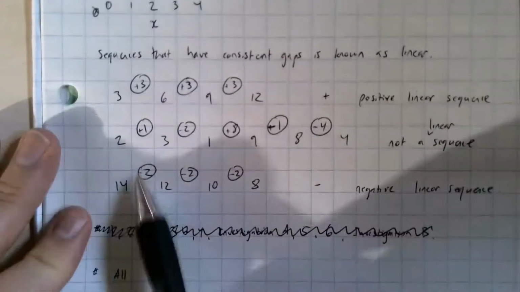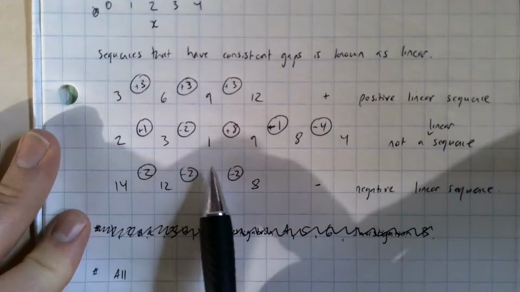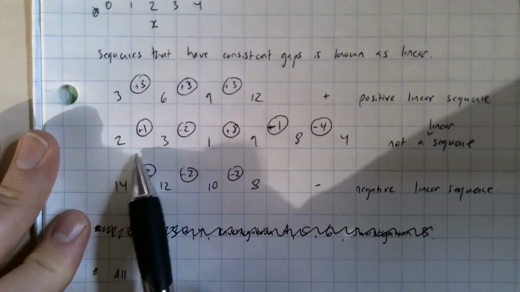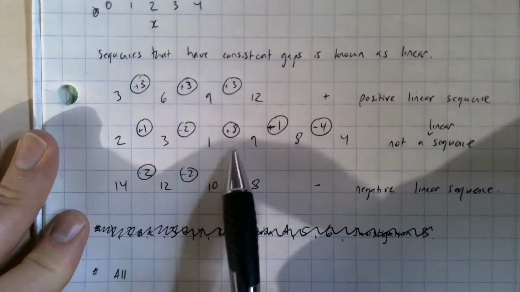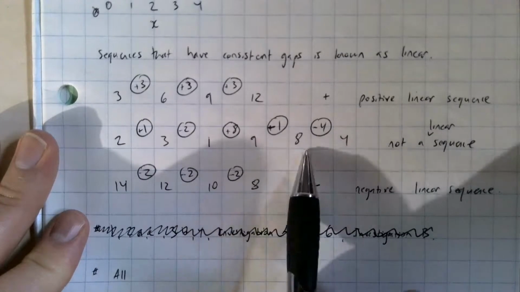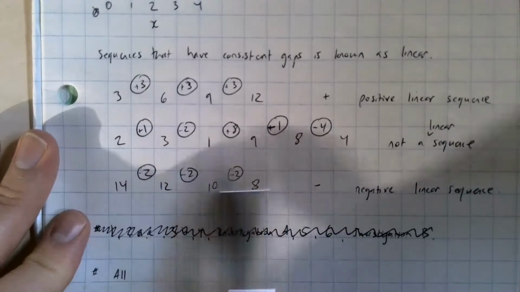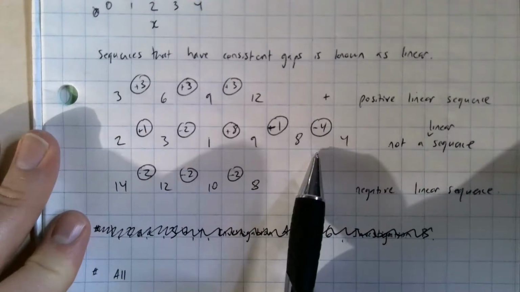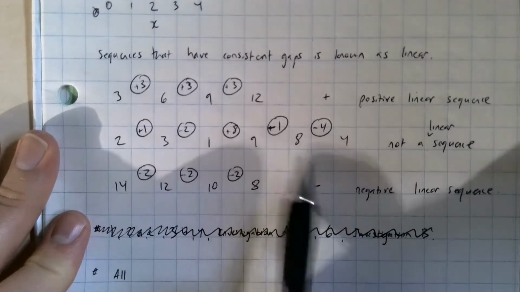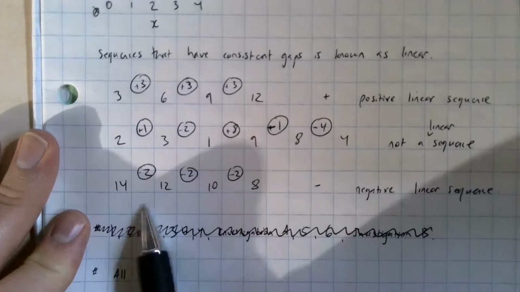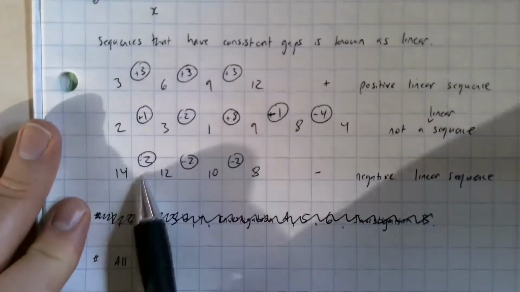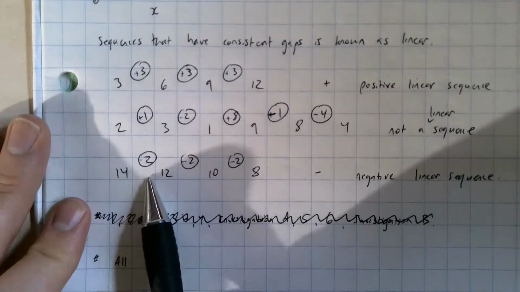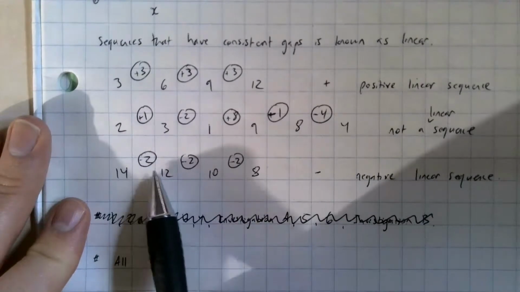This example right here is a sequence, but it's neither positive nor negative linear because it has a whole bunch of different jumps. This one's +1, subtract 2, +8, +1, subtract 4. This is not consistent. It is still a sequence. We wouldn't say it's not a sequence because it's a series of numbers written in a row, but it's not linear, and it's also not positive or negative because it has both of them. Now this one is a linear sequence because it's consistently -2. It's also a negative linear sequence because it's going down every single time.